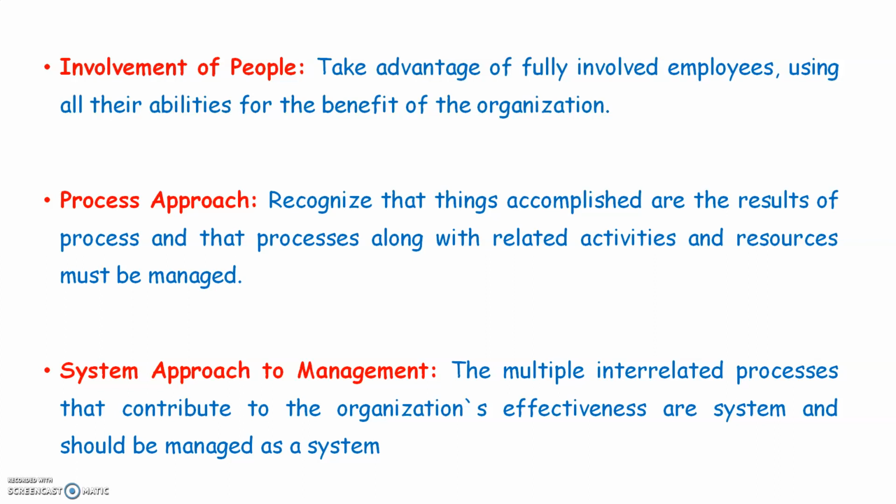Then next is the system approach to management. The multiple interrelated processes that contribute to the organization's effectiveness are the system and should be managed as a system. The system includes the set of people who are continuously striving for the continuous improvement of the organization. So they have to set a system where the quality of the product will go smoothly according to the regulations or laws.